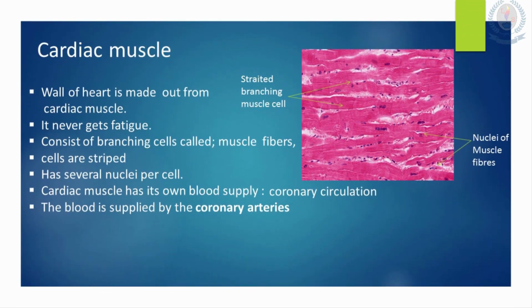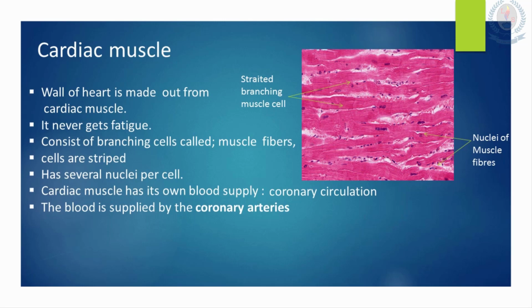Now let's see cardiac muscle. The wall of the heart is made out of a special type of muscle known as cardiac muscle. So what is the specialty of cardiac muscle? It never gets fatigued like skeletal muscle. Here in this picture you can see cardiac muscle viewed through a light microscope. Here you can see the striated branching muscle fibers and nuclei.